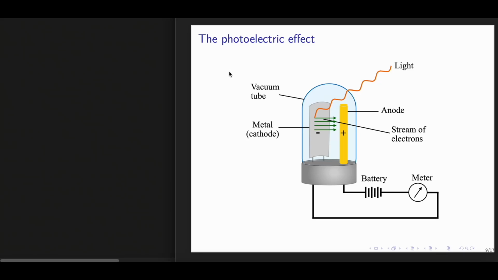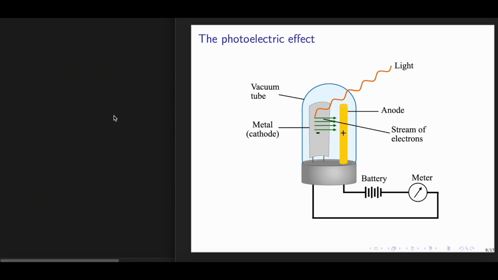Another phenomenon that contradicts the classical theory is the photoelectric effect. In this experiment, a metal surface is struck by light, and this light will cause the ejection of electrons from this negative metal, and they move towards the positive electrode, the anode. And subsequently, a current will flow through this circuit.